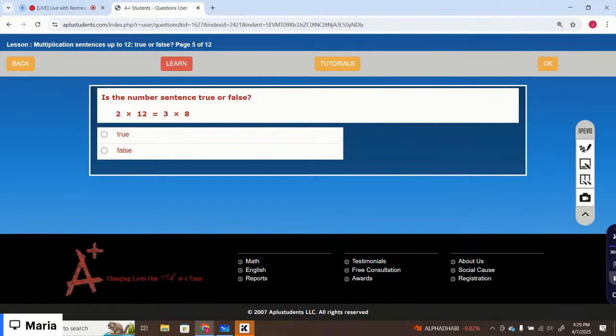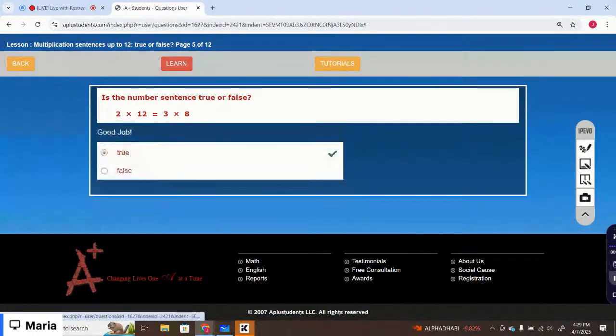Is the number sentence true or false? 2 times 12 equals 3 times 8. True it is. Option number 1 is the correct option.